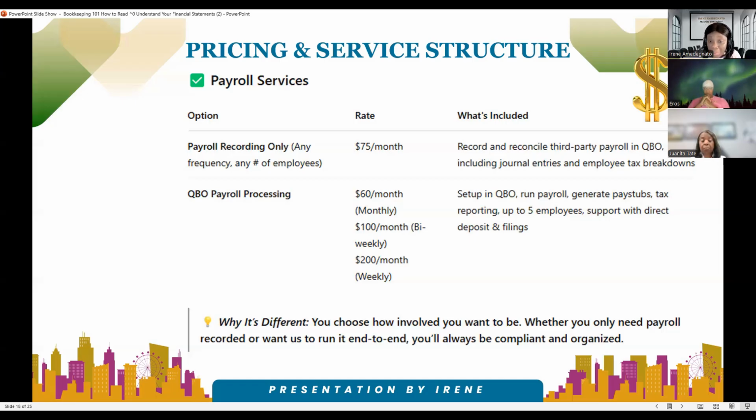If you want me to run the payroll monthly, bi-weekly, or weekly, just let me know how many employees you have. Again, when we talk about payroll, we are referring to employees, not contractors. Okay. If someone has a question about that, always let me know. I'm open to answering it.